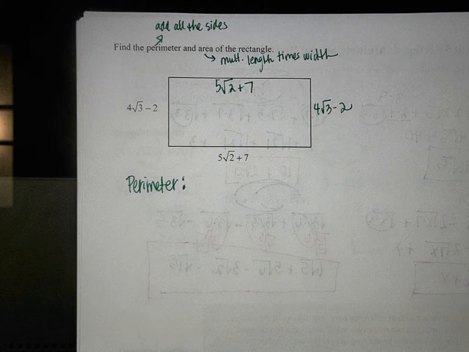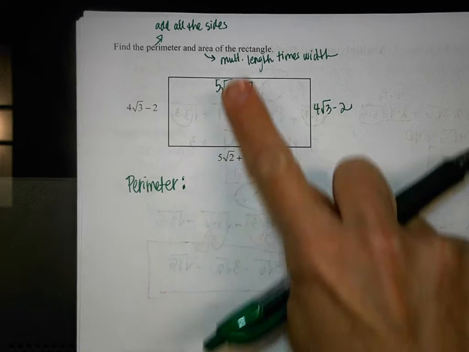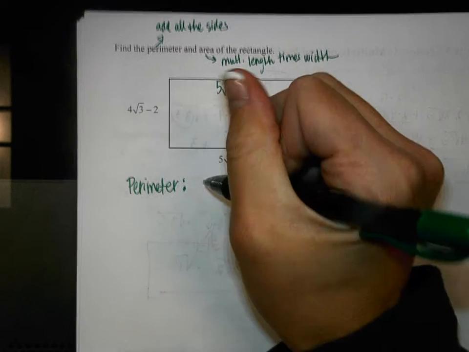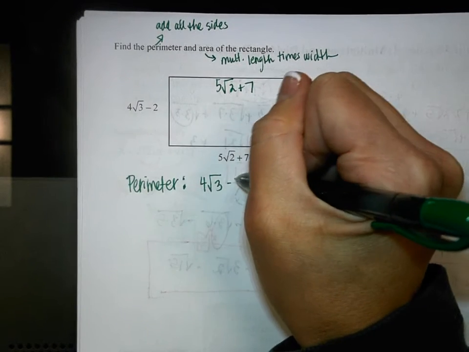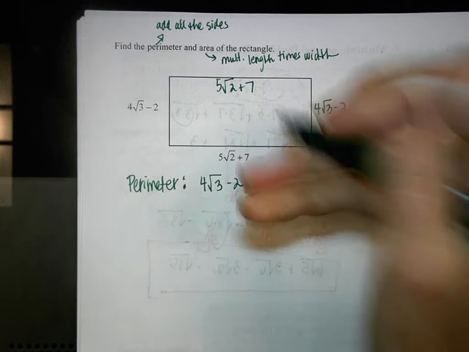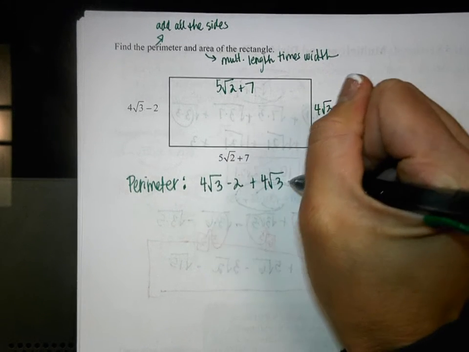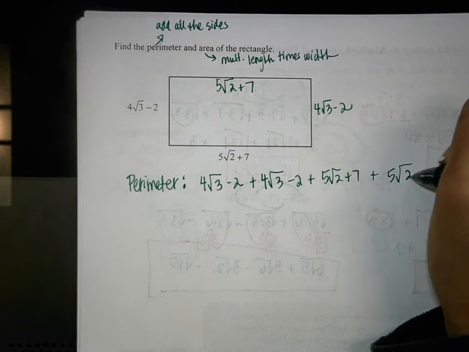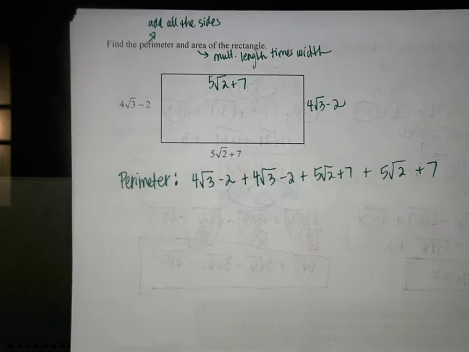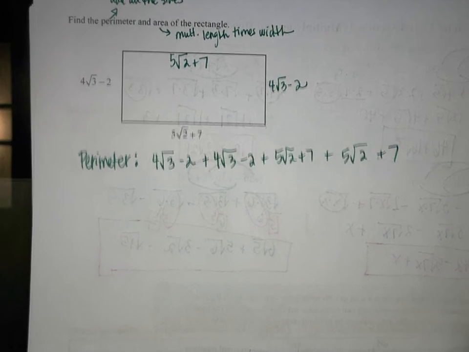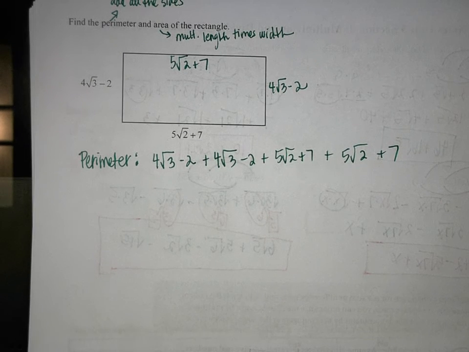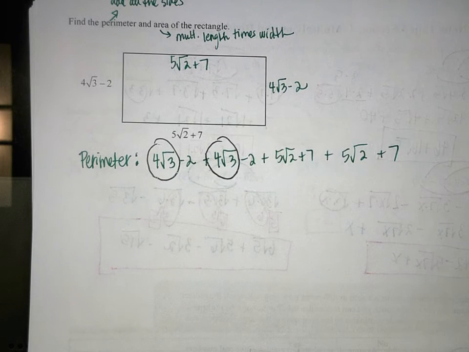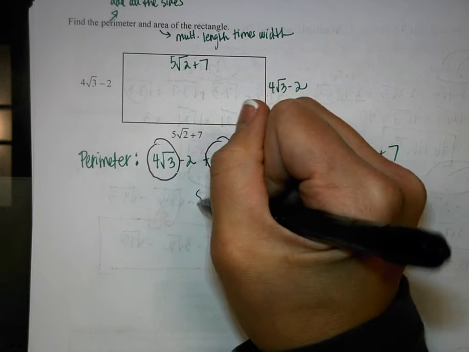If you want to rewrite all 4 sides here to add together, you can. It's not really my favorite thing to do, but I'm going to go ahead and write that here in the notes. So I have 4 root 3 minus 2 plus 4 root 3 minus 2 plus 5 root 2 plus 7 plus 5 root 2 plus 7. So notice that is all 4 sides. And then all we're going to do is combine our like terms. So we have a 4 root 3 and a 4 root 3, and there's no other root 3s, and what does that add to make? 8 root 3 is correct.